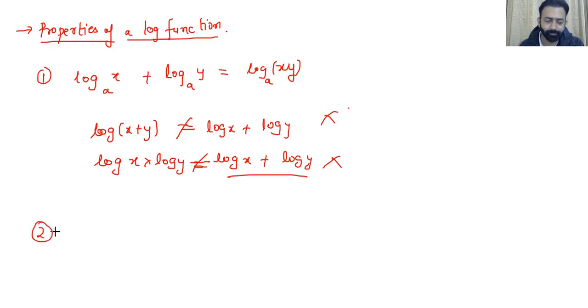Second is, just like if it is plus we have addition, you can guess the second one: if you are subtracting two logs, log x minus log y with the same base a is equal to, in this case, multiplication becomes division. So log of x by y. This is the second property.